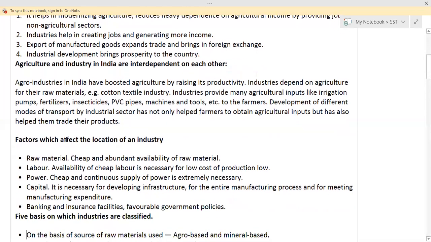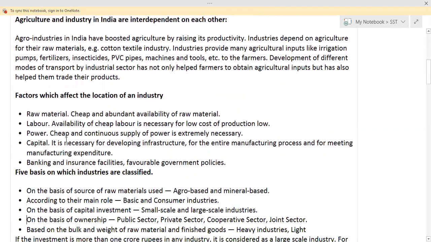Agriculture and industry in India are interdependent on each other. So how are they interdependent? Let's see. Agro industries in India have boosted agriculture by raising its productivity. Industries depend on agriculture for raw material. So all the industries are dependent on agriculture for their raw material.